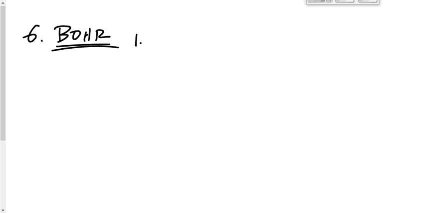Which sometimes I call the level model, because it talks about levels. Electrons are on levels, and each one is characterized by a specific energy.